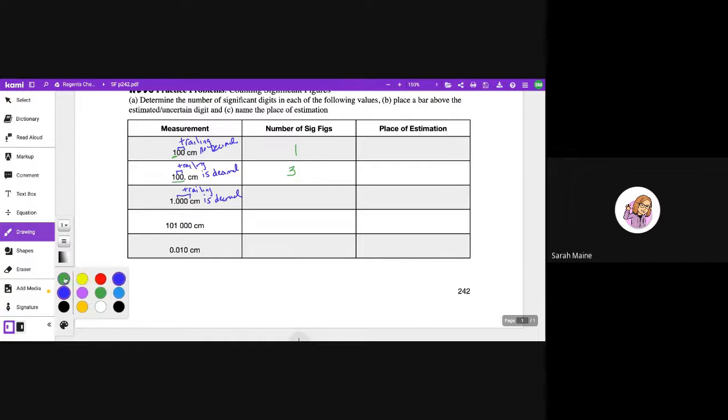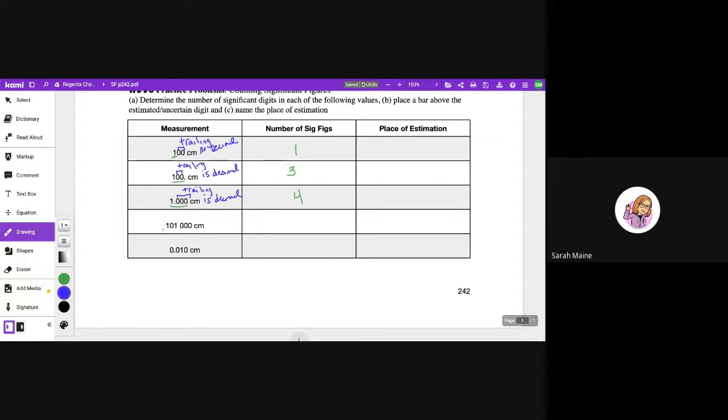And because there is a decimal, those trailing zeros are considered significant. So I underline the trailing zeros plus the non-zero digits. The number of digits I've underlined is 1, 2, 3, and 4. So there are 4 significant digits in the way that the 1 centimeter is written down.